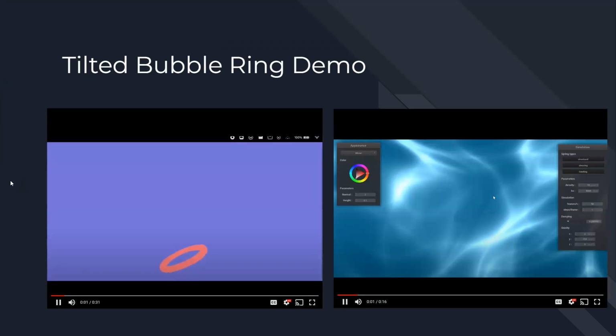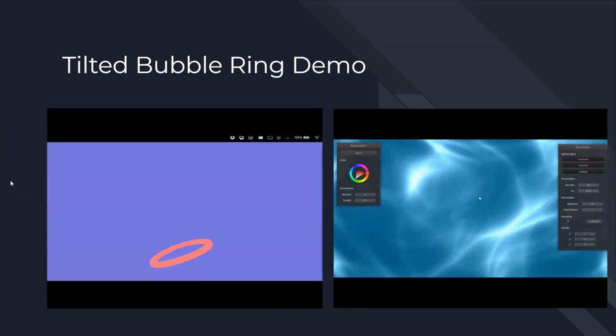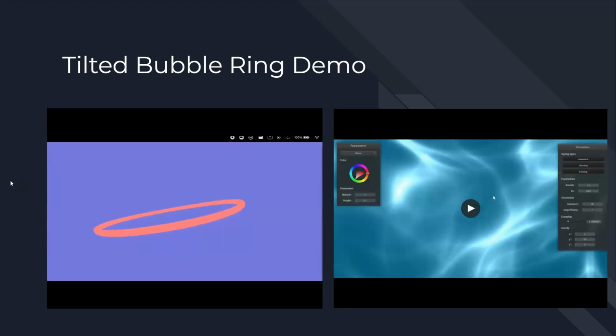Here's a quick demo of our bubble ring simulation, in which our bubble ring starts with a tilt of 45 degrees across the z-axis. And as you can see, the bubble is expanding while its thickness is actually decreasing. And this is due to the forces of gravity and buoyancy, as well as a fluid dynamics differential equation.